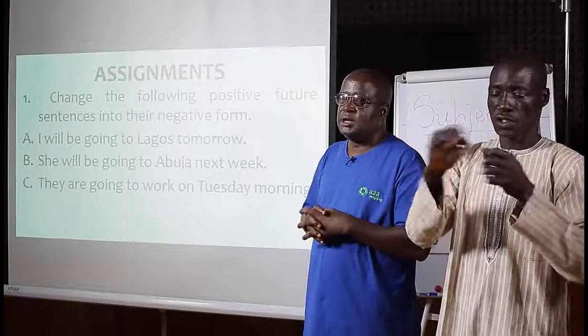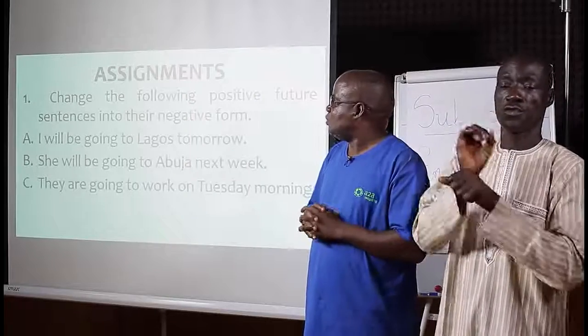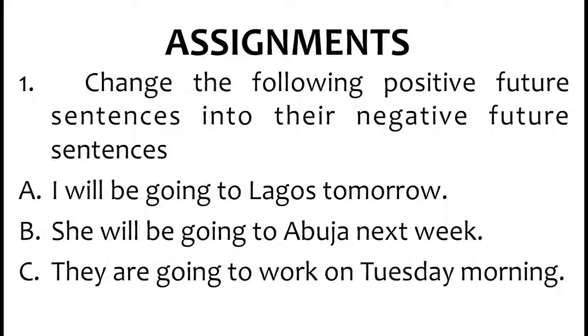Now that we've had the lesson, we've seen all that it entails, here are some assignments for you to do at home. Number 1, change the following positive future sentences into their negative form. A, I'll be going to Lagos tomorrow. B, she will be going to Abuja next week. C, they are going to work on Tuesday morning.